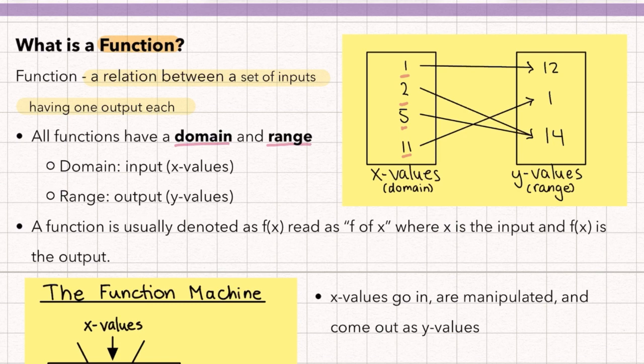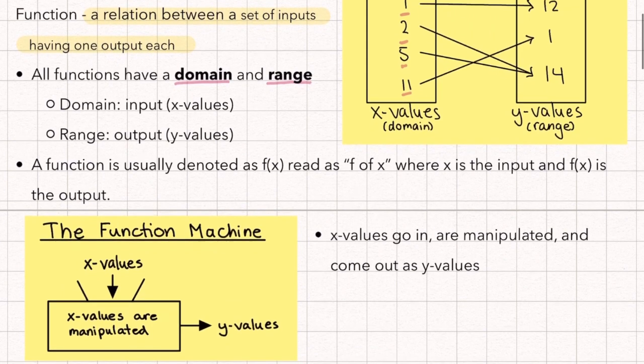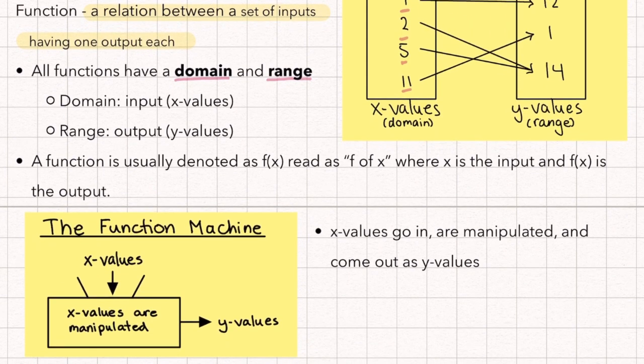F of x and y are basically the same thing, indicating a function, and f of x is more specific in showing how x values are being changed to become y values. Another way to describe this is using the function machine, where you can see these x values here are entering into the function machine, being manipulated and coming out as y values.